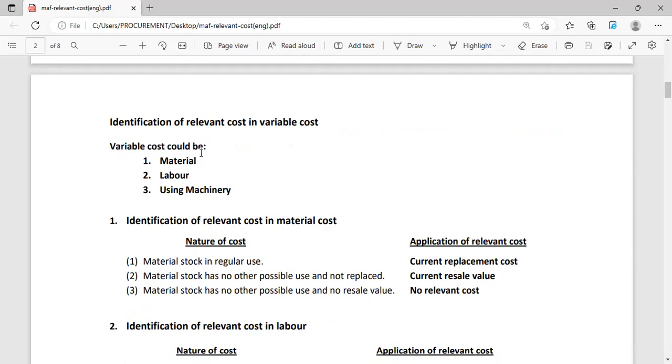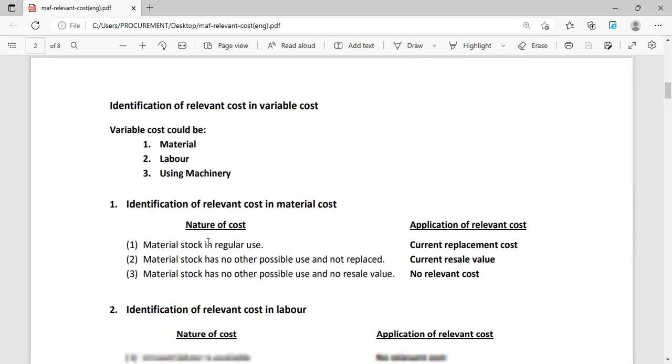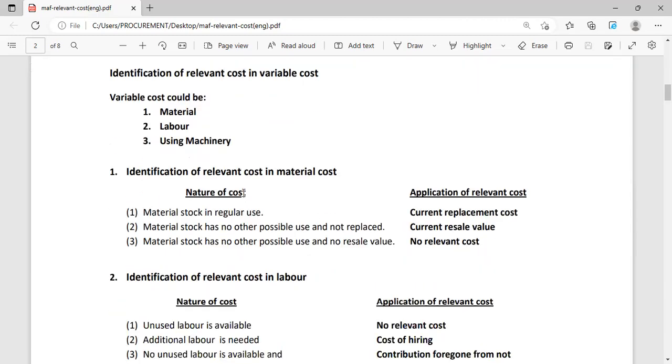So variable costs include, we all know the variable costs: material, labor, and use of machine. They are all variable costs. Identification of relevant costs in material costs. When you want to identify relevant costs in material costs, like what you have said, material stock in regular use. If you look at this now, they say regular use. The material stock has no other possible use or is not replaced. So you also have to take note of this.